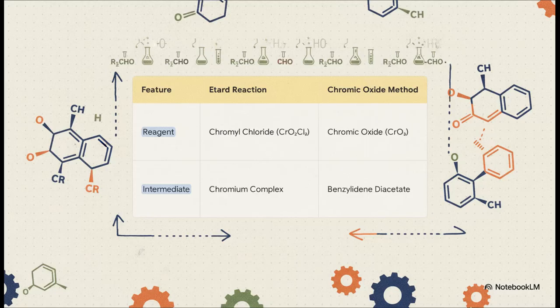Simple as that. And this table just sums up those key differences really nicely. For the Etard reaction, you're using chromyl chloride to make a chromium complex. For the chromic oxide method, you're using chromic oxide to make a diacetate intermediate. So you have two different reagents, two different protective groups, but it's the exact same underlying strategy. Trap the reaction before it has a chance to go too far.